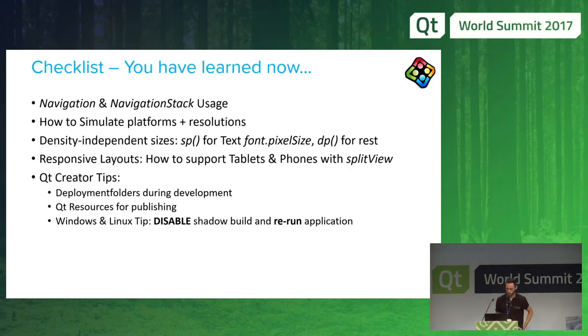So far we have seen how to use the navigation and navigation stack components to build an app structured like you've seen in the World Summit app, how you can simulate platforms and resolutions, and how to use SP for font sizes that scale independently of your screen density, and DP for the remaining item sizes. Also how you can do responsive layouts using the split view property and a master detail view that is then automatically used, and the Qt Creator deployment folders tip, which accelerates the deployment time.